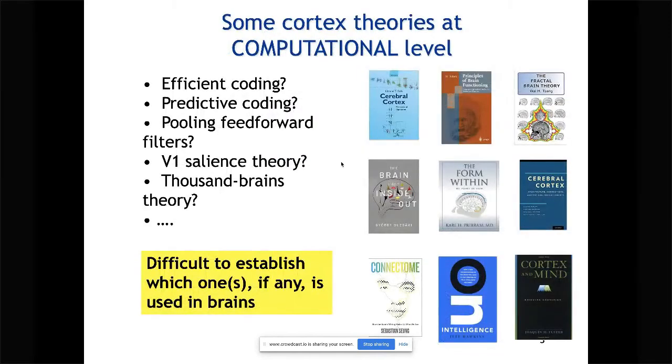And I think when it comes to the computational level, there are several theories. For cortex, you have efficient coding, predictive coding, maybe the traditional way of pooling feed-forward filters, the V1 saliency theory, and the Thousand Brains theory. There are many books about these, and some of these theories go back many, many decades. I think it's very difficult to establish which one, if any, of these possible theories or computational schemes is used in the brain. And so it's difficult to make progress.